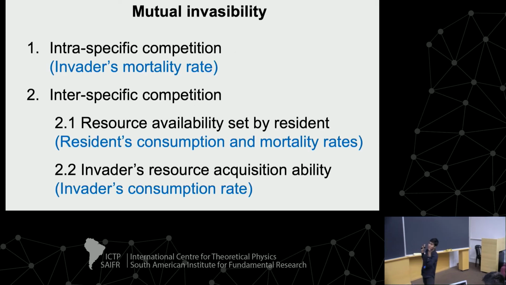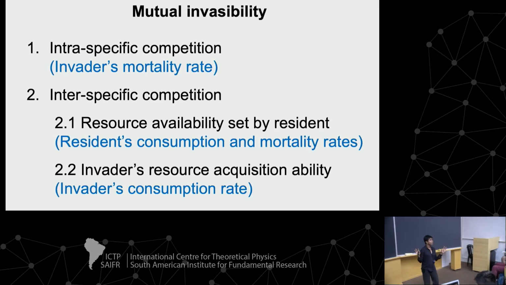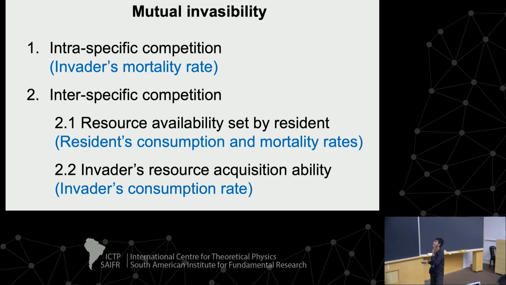All right, so then we see from the equations, mutual invisibility in a seasonal environment comes down to two factors, obviously. Intraspecific competition, which is determined by the invader's mortality rate, the time average mortality rate. Interspecific competition, which is determined by two things. The resource availability set by the resident consumer, which would be its R star in a constant environment, and its time varying R star, which itself depends on the resident species consumption and mortality rate.